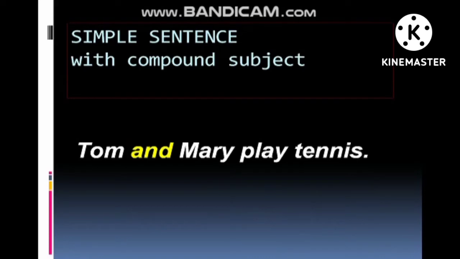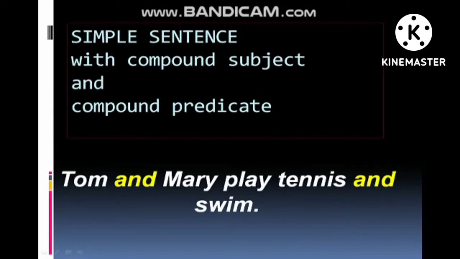Simple sentence with compound subject. Tom and Mary play tennis. So here we have Tom and Mary. Tom is one person, Mary is another person. So we call this a compound subject. Clear? Simple sentence with compound subject and compound predicate. Tom and Mary, these are two names of persons. So this is called a compound subject. Play tennis and swim. Play is one word, swim is another word. So we call it a compound predicate.